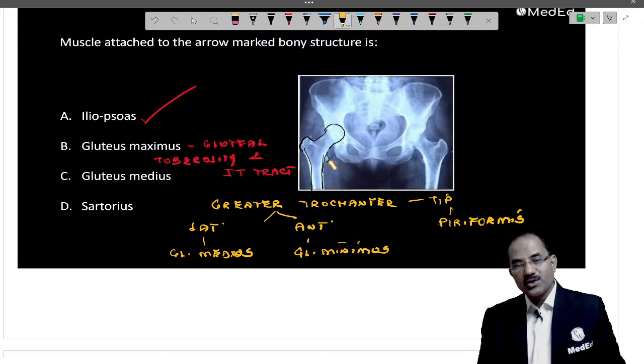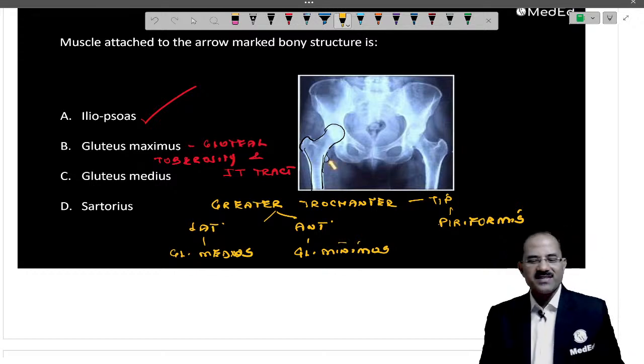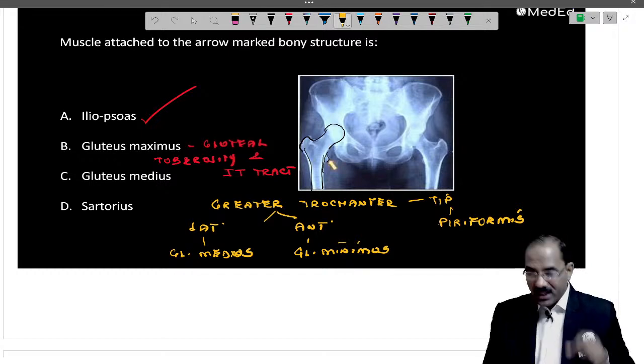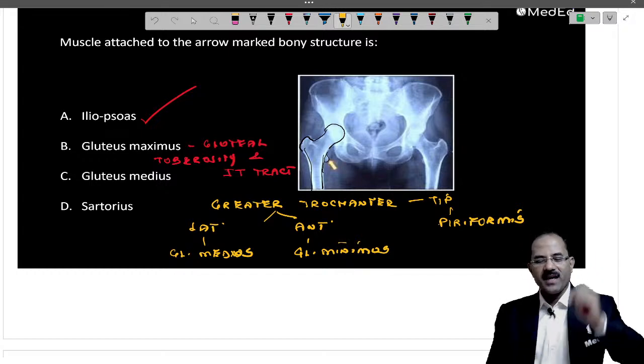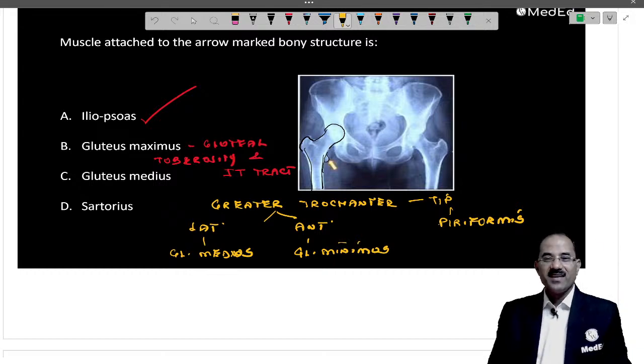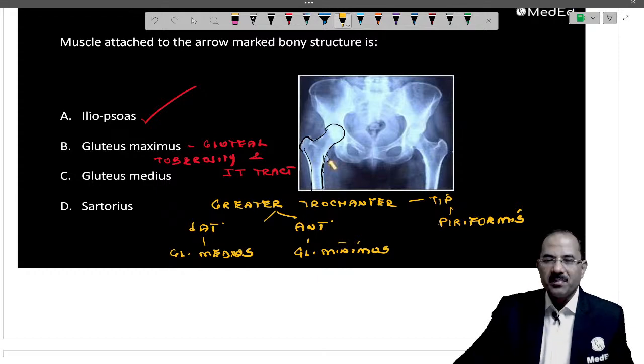Which is the muscle attached to the lesser trochanter? The iliopsoas, the iliacus and the psoas major. The sartorius begins from the anterior superior iliac spine, and the sartorius is inserted on the tibia. Honeymoon muscle, sartorius. Gracilis is the anti-rapist muscle.